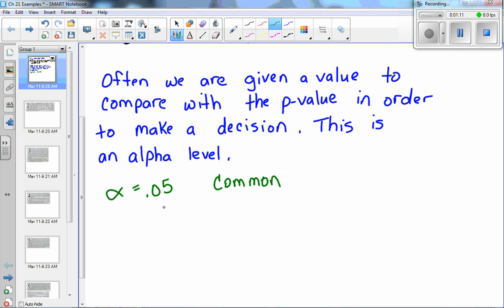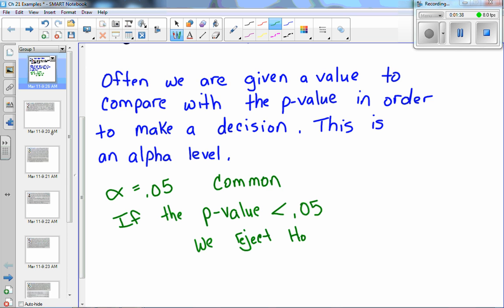This is the symbol. We use the Greek letter alpha for alpha. And what that would mean is if you are given to use an alpha level of 0.05, then if the p-value is less than 0.05, we reject H naught.